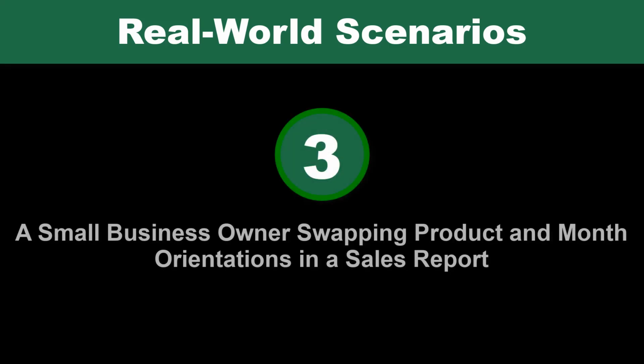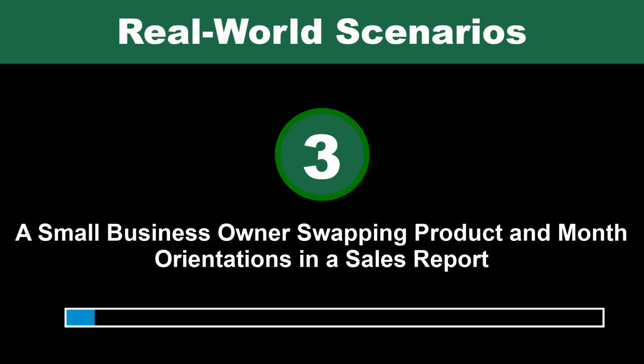A small business owner swapping product and month orientations in a sales report. A small business owner tracked monthly sales with products listed across the top and months going down the rows. When she tried to create a chart by product over time, Excel couldn't read it in the right direction. The entire table needed to be flipped. Transpose Table swapped the orientation to a new sheet in one click. The chart was built correctly from the transposed version, and the original table was left intact for reference.